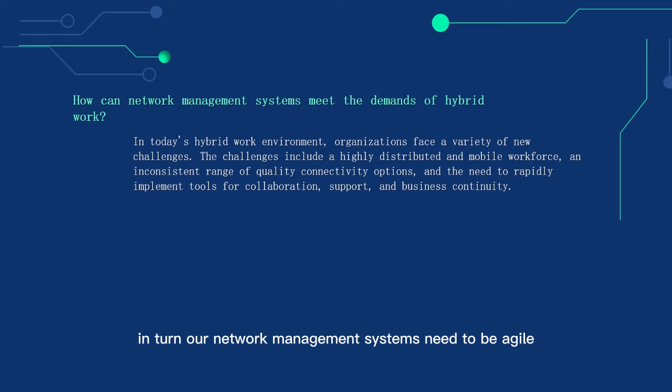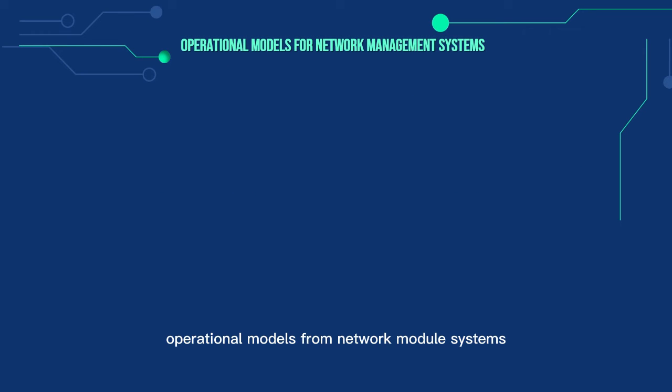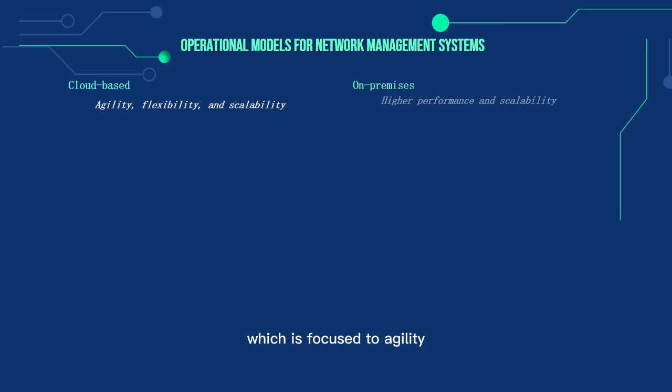In turn, network management systems need to be agile, with built-in intelligence and automation to facilitate decision making and reduce errors. Security must be inherent and prioritized to help ensure that the networks and the devices connected to them are secure from the core to the edge. There are two operational models for network management systems. One is cloud-based, which is focused on agility, flexibility, and scalability. The next one is on-premises, which focuses on higher performance and scalability.